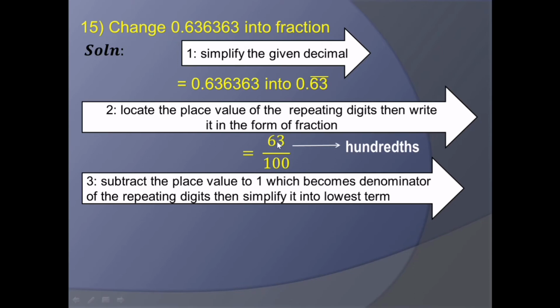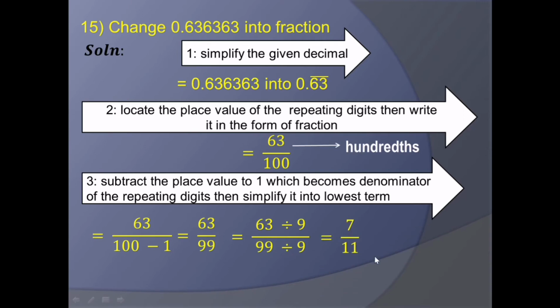So we're going to keep 63 as the numerator, but on the denominator, we're going to subtract 1. So 63 over 100 minus 1, that is 63 over 99. Then reduce to lowest term. 63 divided by 9, 99 divided by 9, both divisible by 9, which gives 7 over 11. Using our calculator, we get a quotient of 0.636363 when we divide 7 by 11. So that is the equivalent of 0.63 with a vinculum as a fraction. So these are the steps.